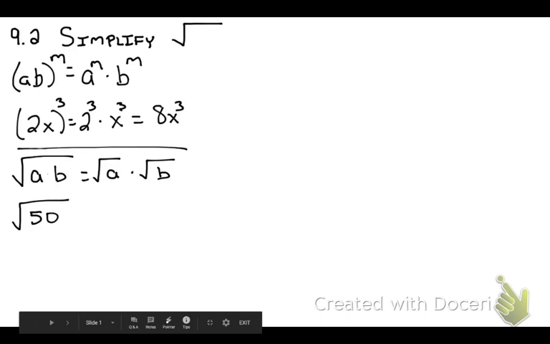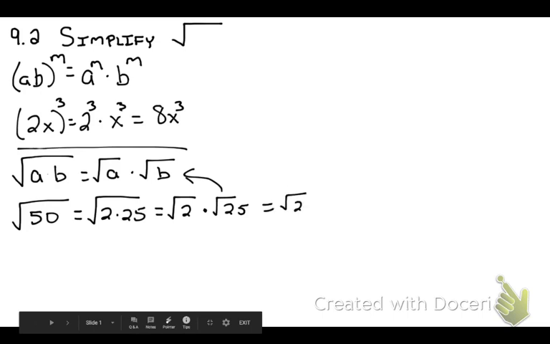Because 50 isn't a perfect square, but we can think of 50 as 2 times 25. And that's really helpful because 25 is a perfect square. Since this is the same as the square root of 2 times the square root of 25, just like the property, then this becomes the square root of 2 times 5. And typically, instead of writing it in that order, we would put the number outside of the square root first and write it as 5 times the square root of 2.